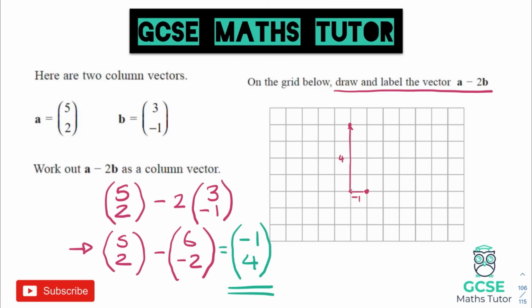If you have to label them, you just need to pick 2 points, make sure that you can do that. This was going left by 1 and up by 4, and then join them up and label that vector with the arrow. Okay, on to probability.